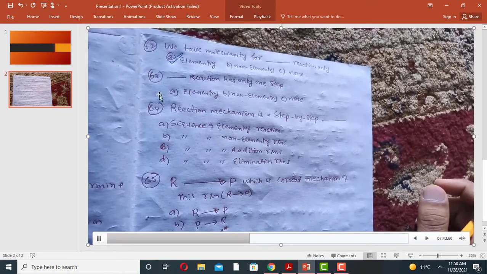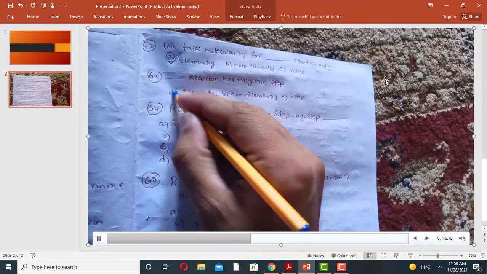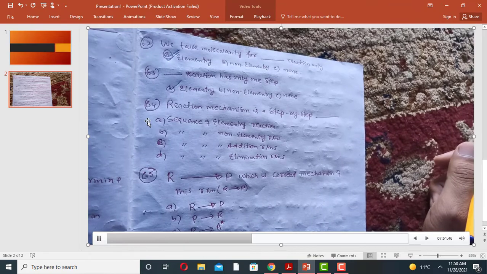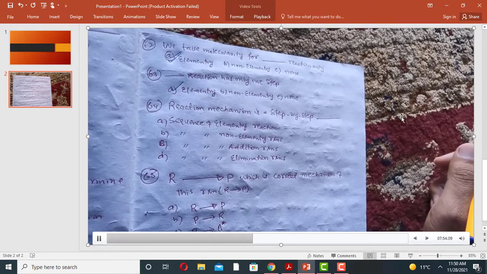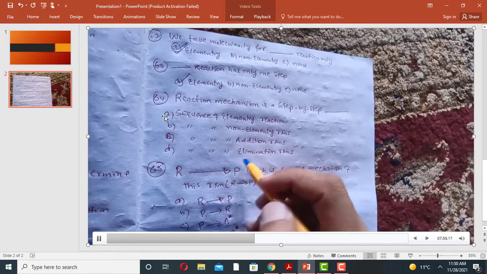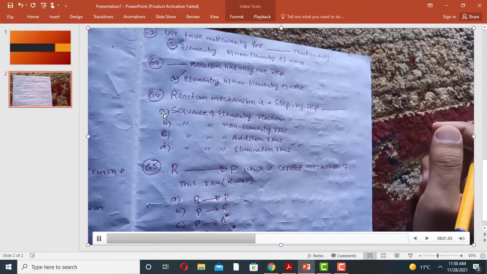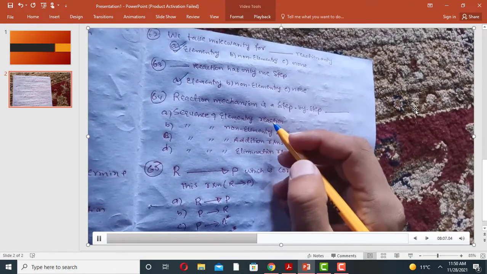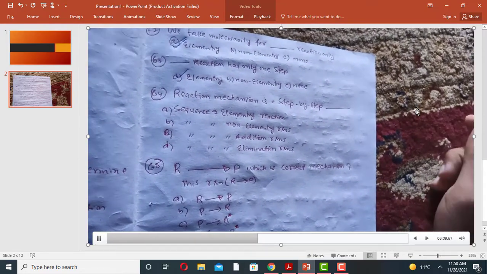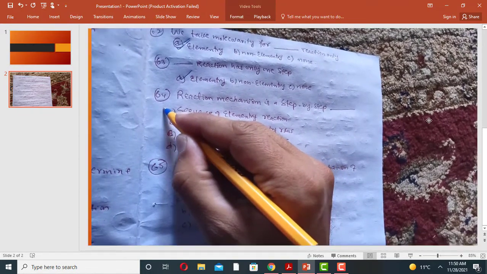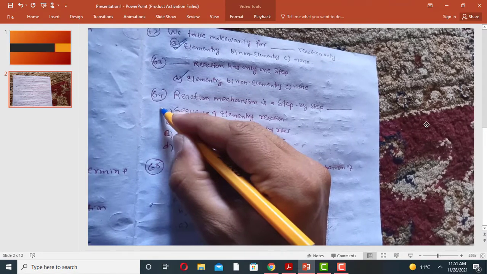An elementary reaction has only one step. The reaction mechanism is the step-by-step sequence of elementary reactions, not of non-elementary, addition, or elimination reactions. So when many elementary reactions combine, they give us the mechanism of the reaction.